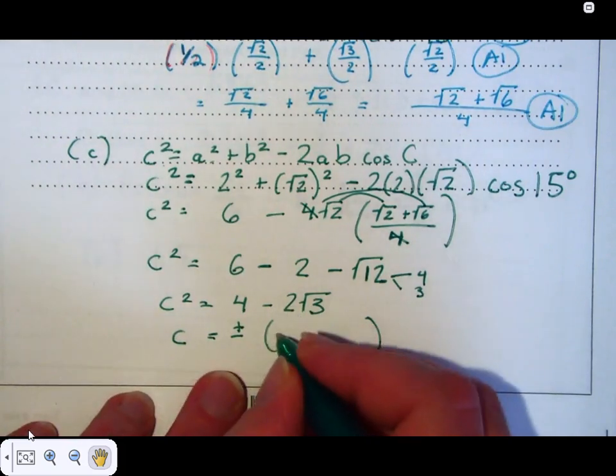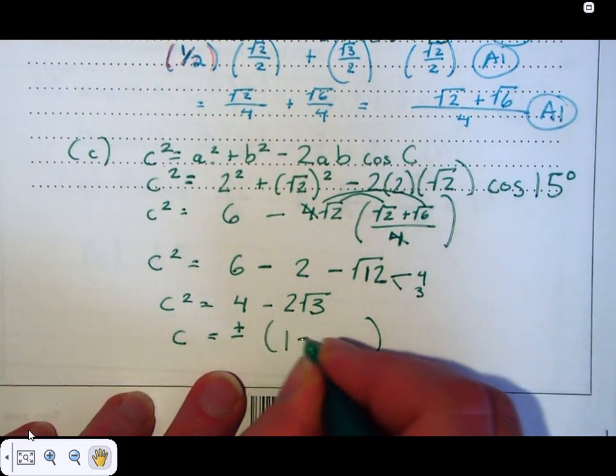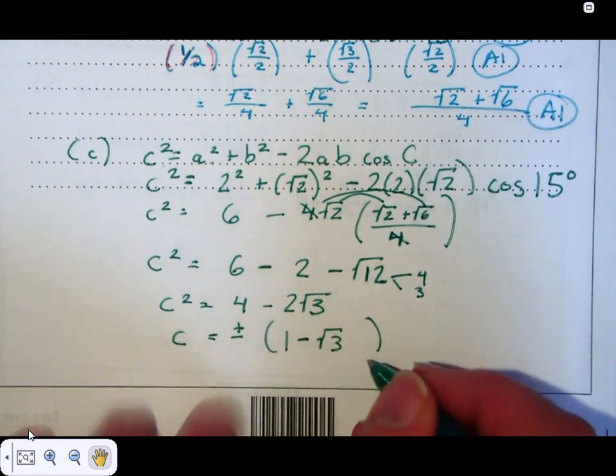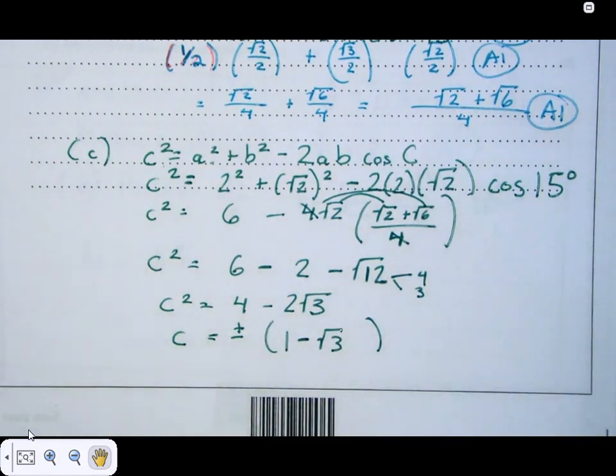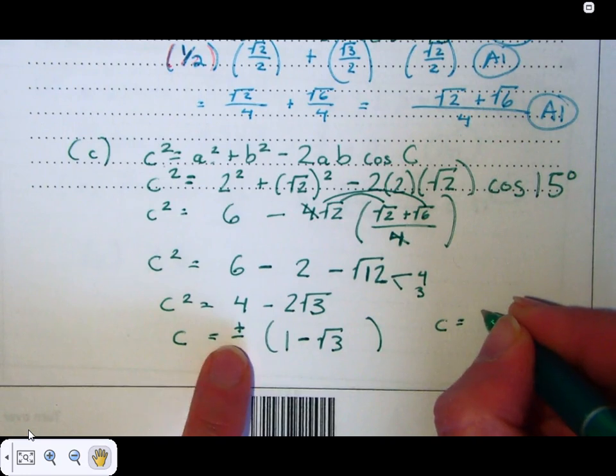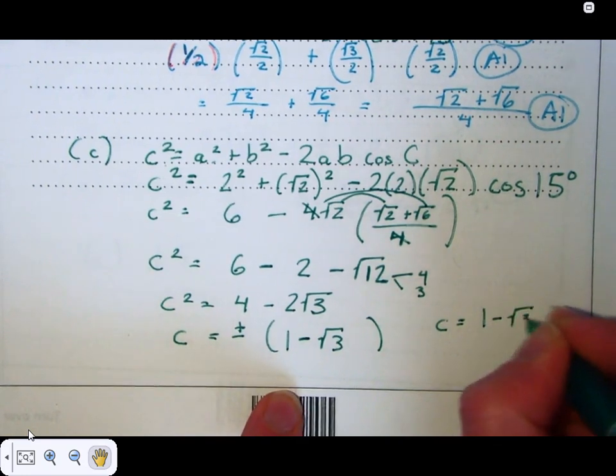Okay, so when you do this, it's plus or minus, because when you take the square root, you get 2 answers. But the square root of 4 minus 2 square roots of 3 is 1 minus the square root of 3. Now, it can't be both these answers. Okay, and this is what's a little bit tricky. If you did the positive version of this, this would be 1 minus the square root of 3.